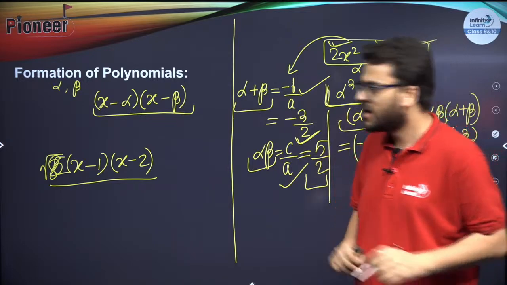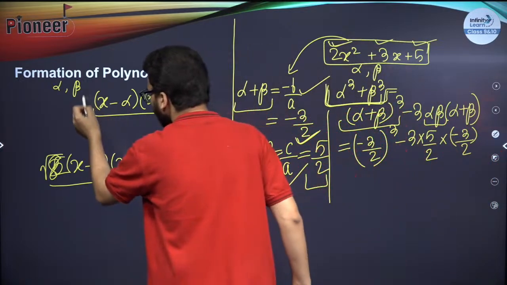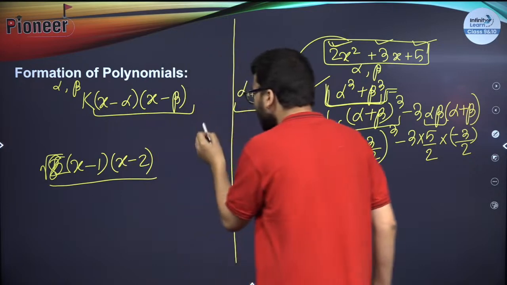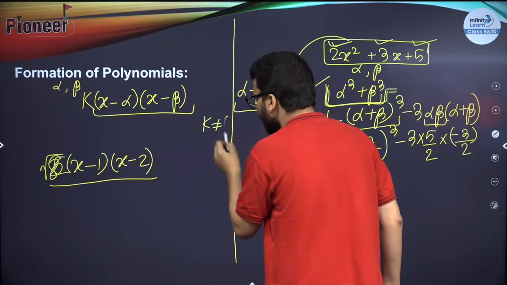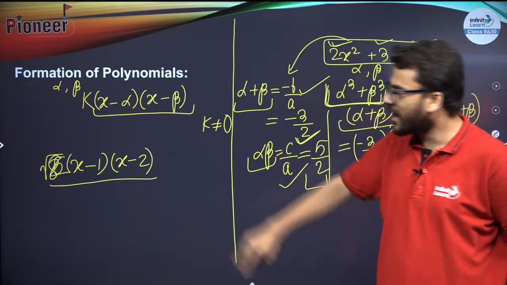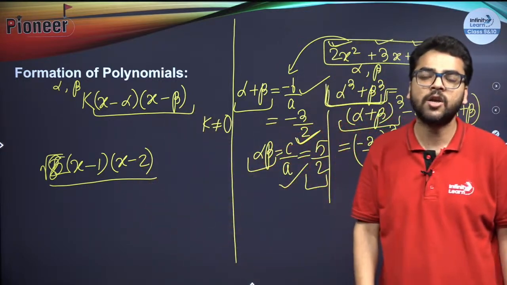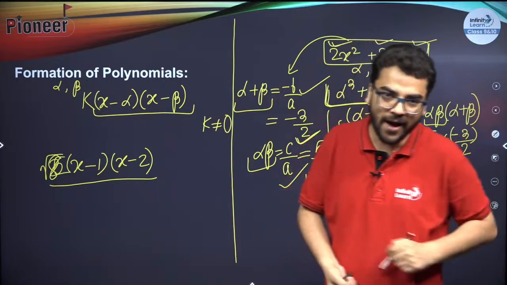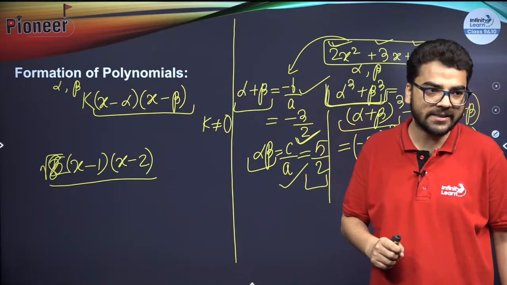You got that logic? So basically this polynomial can be written like this, k times, where k is any non-zero real number. K is any non-zero real number. It can be rational, it can be irrational. So there are infinite such polynomials whose zeros are alpha and beta. I hope it is clear.